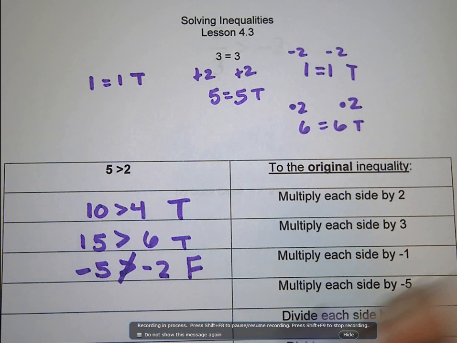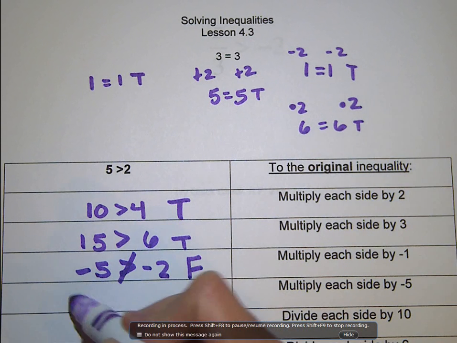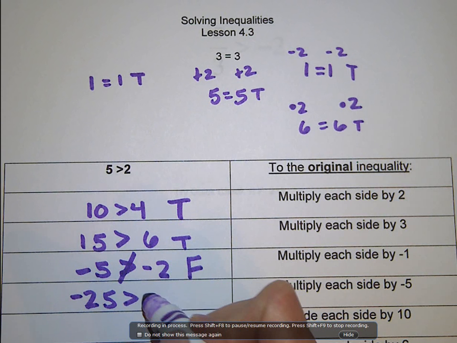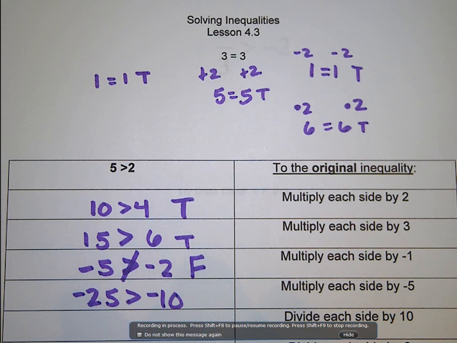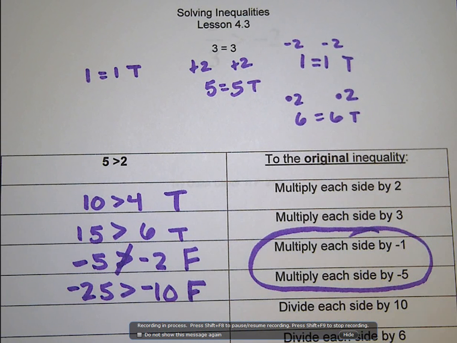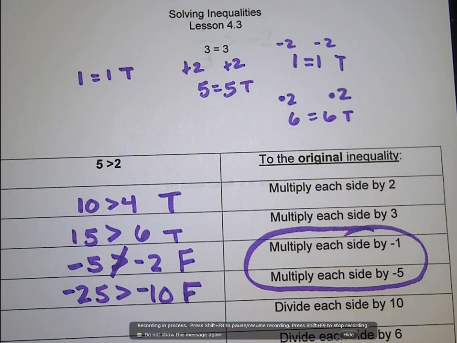Okay, let's try this. What if I multiplied by negative 5? Well, I'd get negative 25 over here. 2 times negative 5 is negative 10. Is it true that negative 25 is greater than negative 10? Nope, that was false too. So these two right here seem to change our inequality. They both change our inequality.